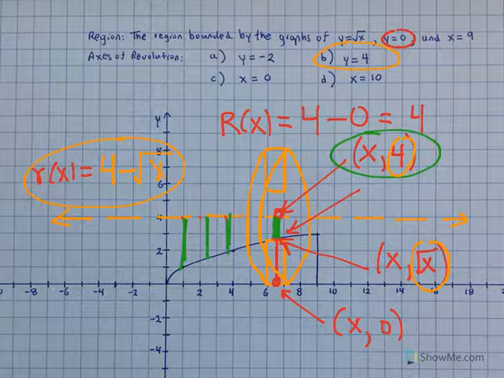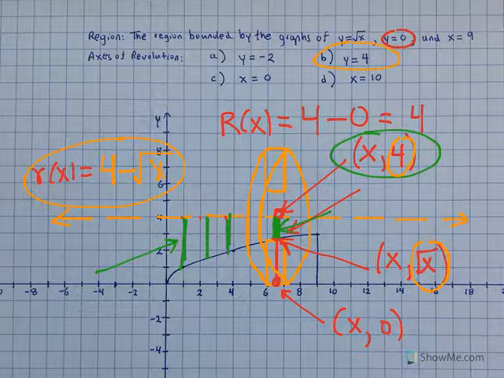We saw that uppercase R of x was a constant in this problem, but lowercase r of x is a function of x, because depending on where you draw the washer, the inside radius could be longer or shorter.